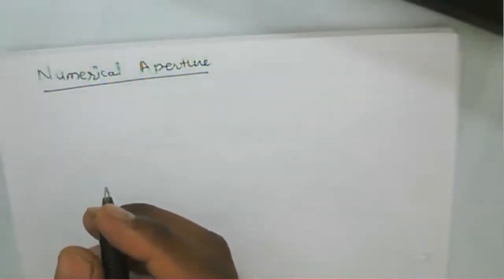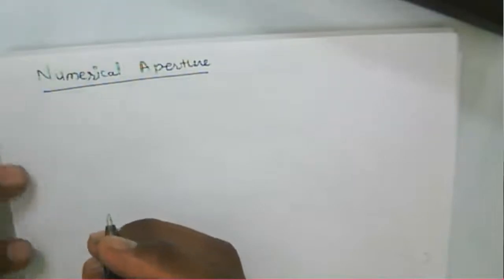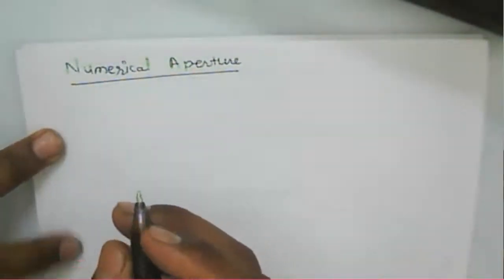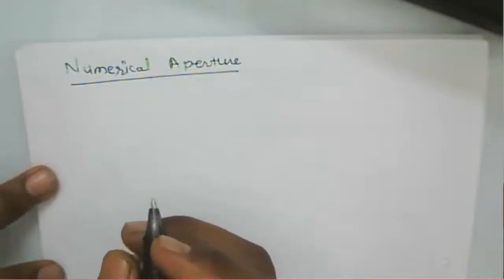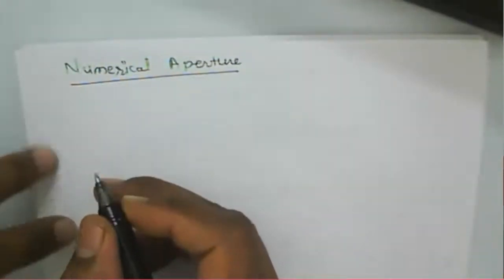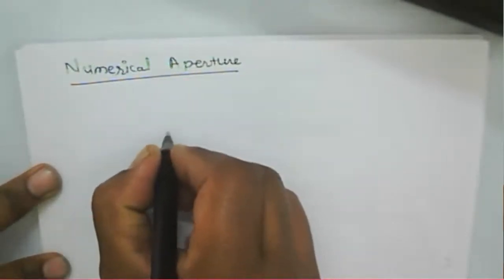Now we see here the numerical aperture. The numerical aperture gives us a range. This will give us the range over which the incident light will fall, or the light will propagate through the fiber.